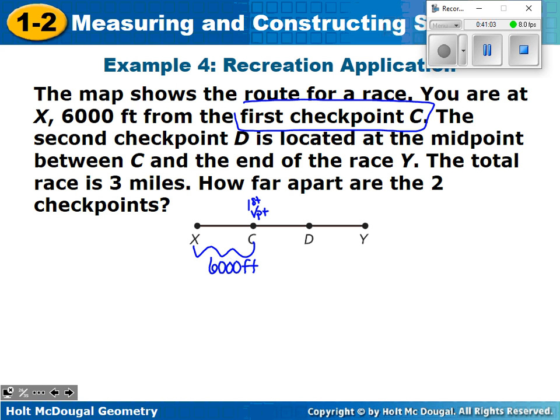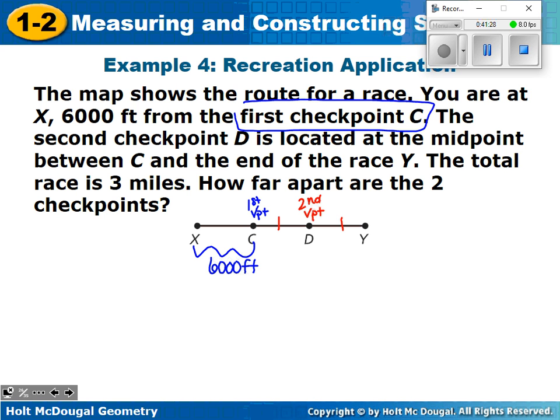The second checkpoint is at D. So this is your second checkpoint. And D is located at the midpoint between C and the end of the race Y. So what did that tell you if D was the midpoint? Very good. That CD and DY were congruent. So you could put those little tick marks to tell yourself these two distances are going to be the same.